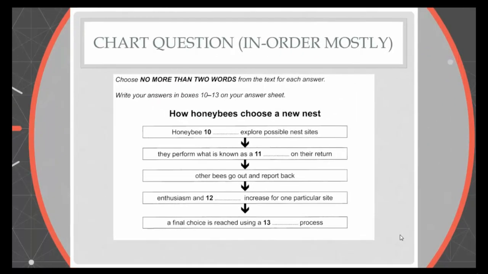And then we have our chart question. Your chart question goes in order most of the time. I haven't seen it where it does not go in order. This is a flow chart here we're looking at, and we can tell because of the arrows pointing down or arrows pointing sideways that this question is going to go in order.